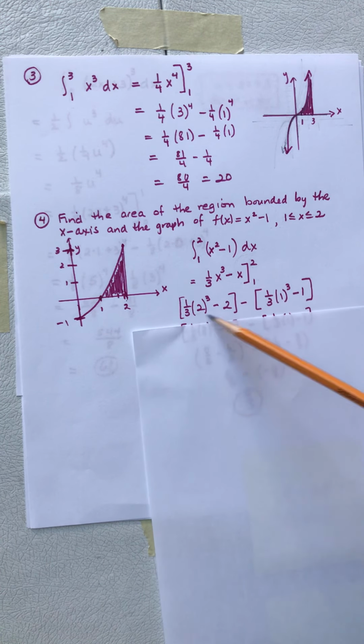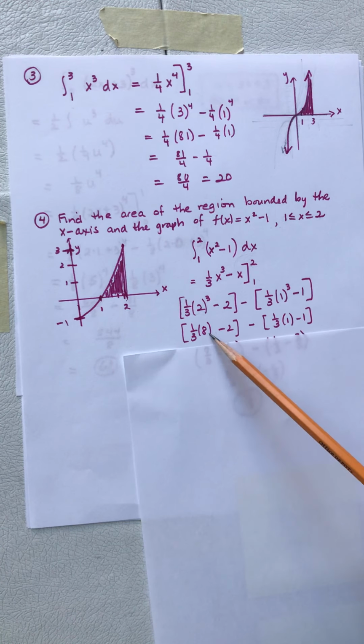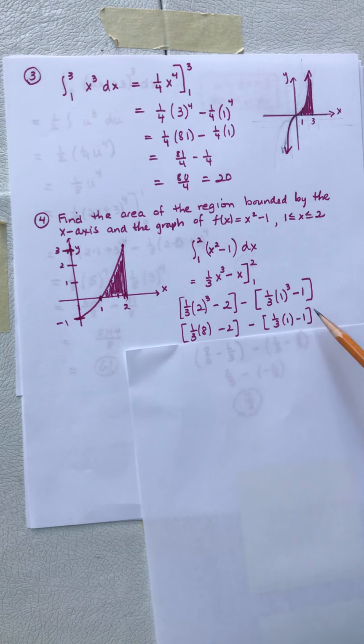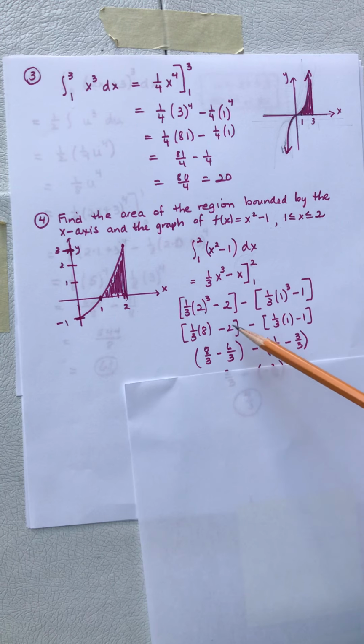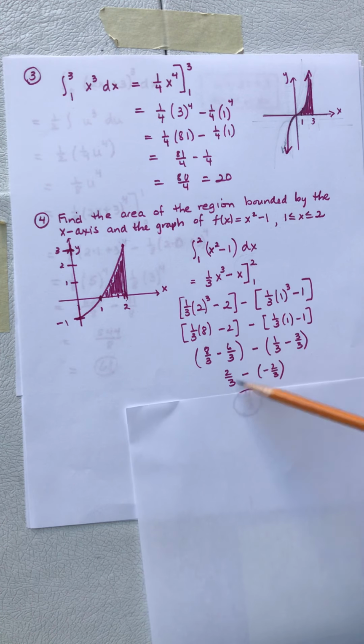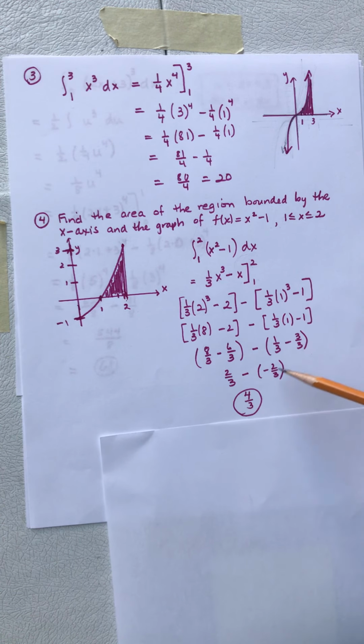So we plug in the 2, we get this expression, we plug in the 1, we get this expression, we subtract, and we work it out. We get 1/3 times 8 minus 2, minus 1/3 times 1 minus 1. Multiply the 1/3 times 8, we get 8/3. I converted the 2 to an equivalent expression, 6/3. And I got 8/3 minus 6/3, which is 2/3. And I have 1/3 minus 1, 1 being 3/3, which gives me negative 2/3. And my final answer is 2/3 minus negative 2/3, which is 4/3.